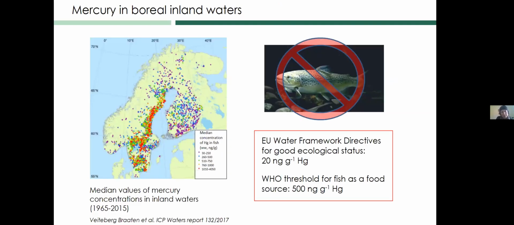So why are we interested in mercury? We have high mercury concentrations in Sweden. The mercury is accumulating and bioaccumulating in the aquatic food webs, causing high fish mercury concentrations that greatly exceed the European Water Framework Directive threshold for good ecological status, in all of Sweden's water bodies. And the concentrations in the fish also exceed the threshold for fish as a food source set by the WHO in approximately half of the water bodies in Sweden.